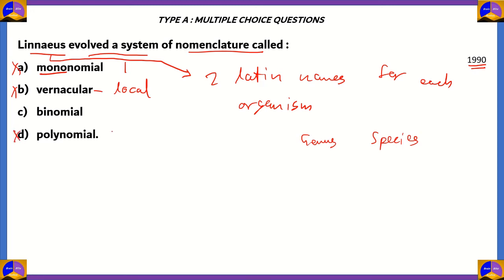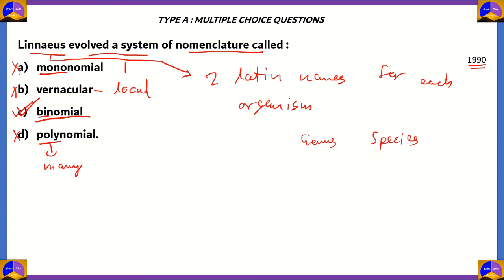Option D, polynomial, is also incorrect because poly means many, and it can apply to a range of systems. You can have trinomials, you can have nomenclatures with 3 names, 4 names, 5 names, and they are all called polynomials. So option D is incorrect. The most appropriate option is option C, binomial nomenclature.